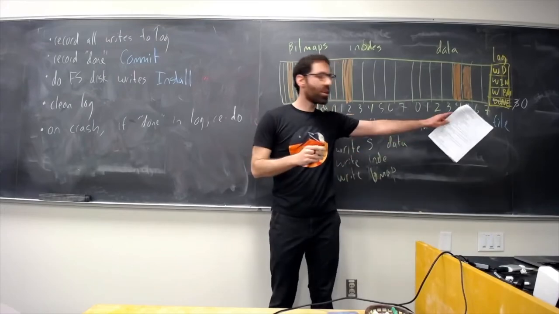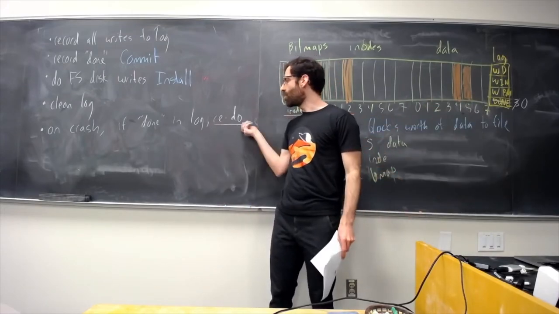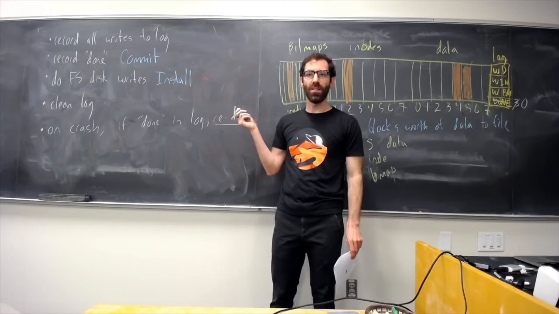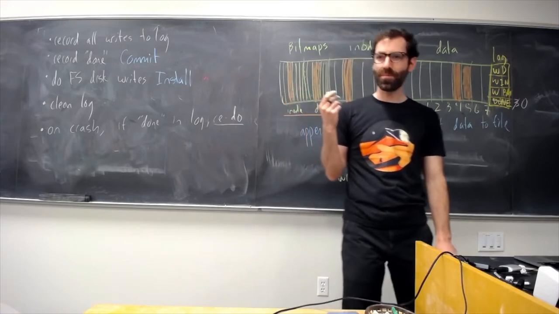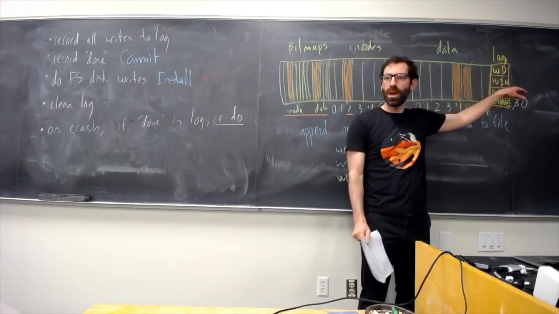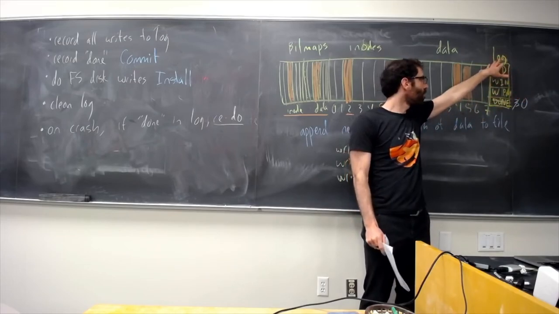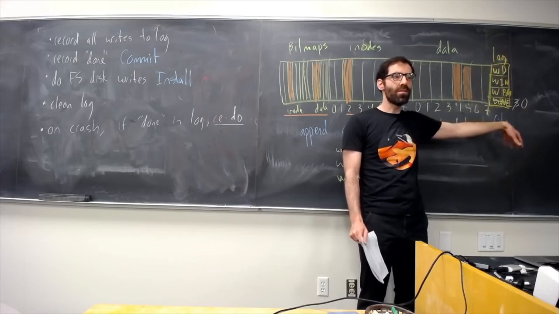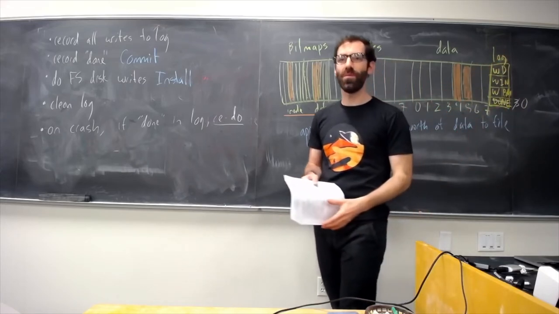So on crash, we'll look at the log. If we see it done, then we're gonna redo those updates from that transaction. So this gets the name redo logging. And yes, maybe some of them happened, maybe some didn't, we don't know. But if we just redo all of them, then what's on disk will be consistent.